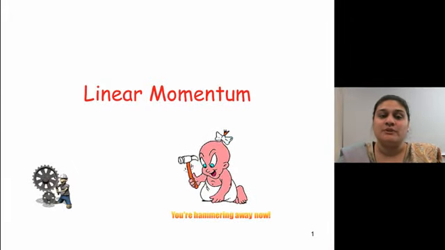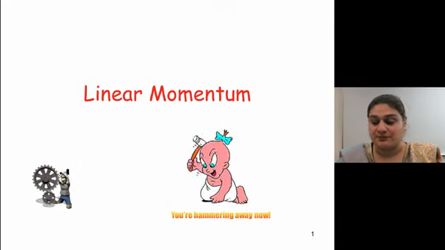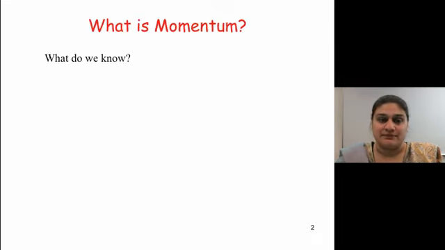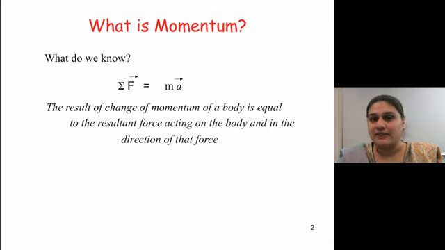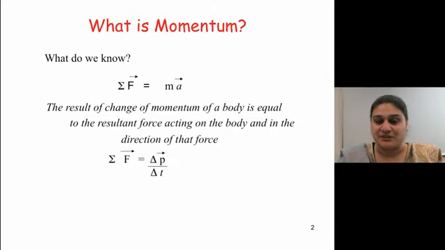Chapter 7, we will talk about linear momentum. So what is momentum? Well, let's start off with what we actually know. We know F equals ma, where m is the mass and a is the acceleration. So now, can this F also be expressed in something else? And the answer is yes. It also can be expressed in something that's called momentum and time.